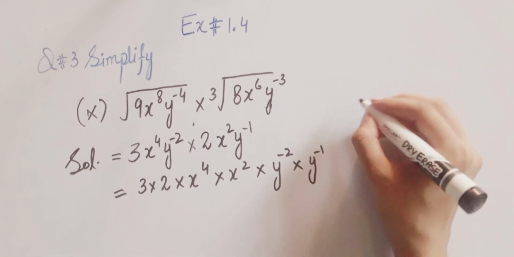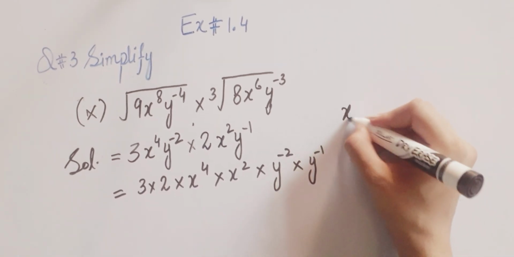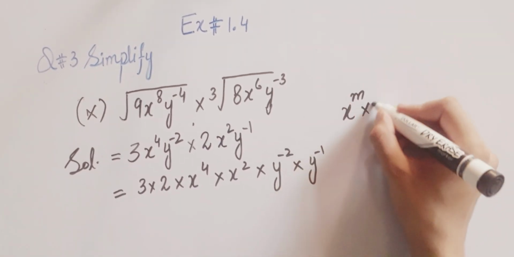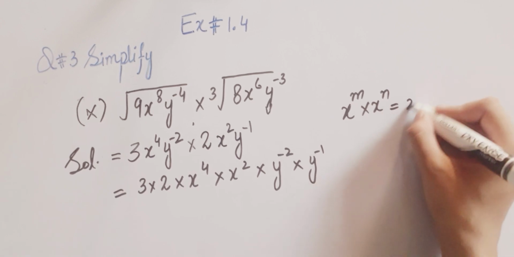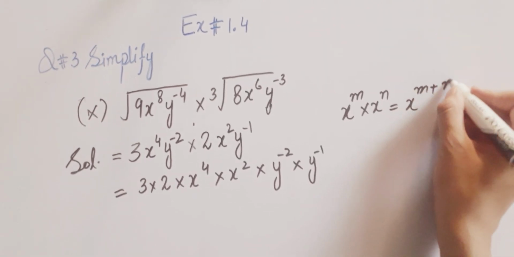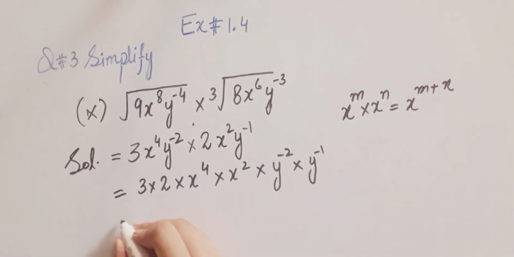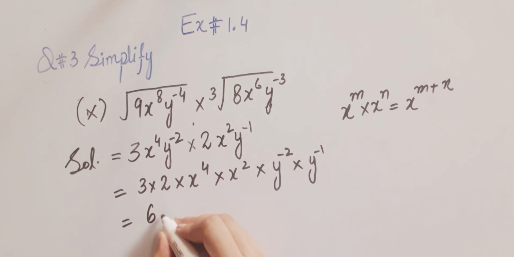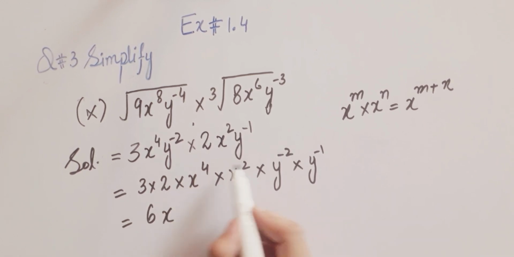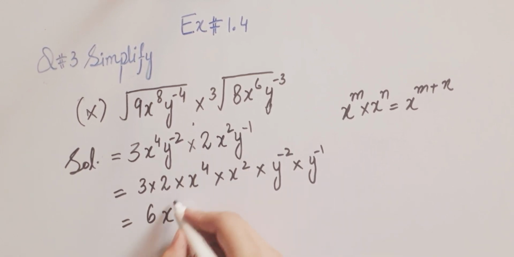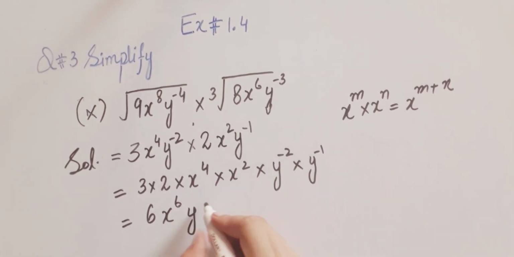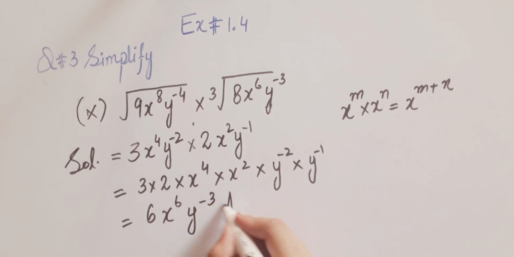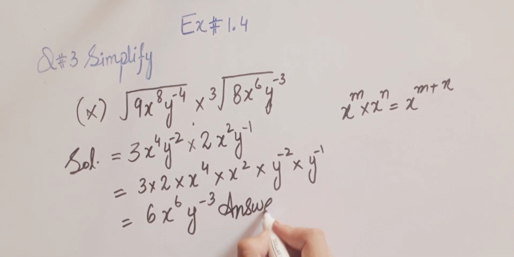We will apply product law here. According to that, x power m multiply x power n is equal to x power m plus n. So 3 multiply 2 is 6, x power 4 plus 2 is 6, and y power minus 2 minus 1 is minus 3. So this is the answer of this question.